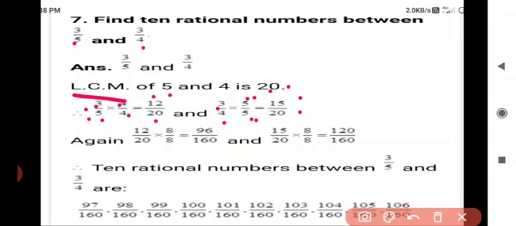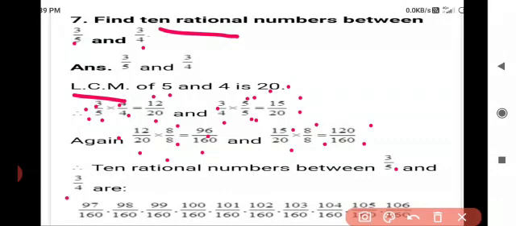Again, 12 by 20 multiply by 8, because we want to write 10 rational numbers. Suppose you want to multiply by 10, okay, no problem. You multiply by 10. So whichever number you can multiply easily, take and multiply. So 12 8s are 96, 20 into 8 is 160, and 15 by 20 into 8 by 8: 8 15s are 120, 20 into 8 is 160.